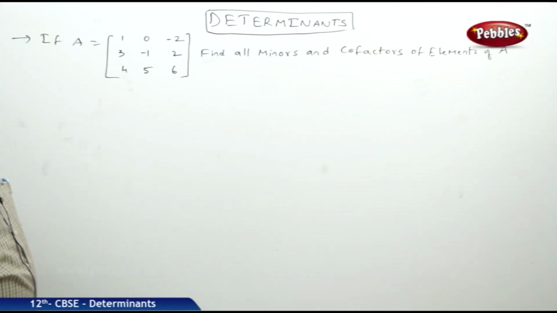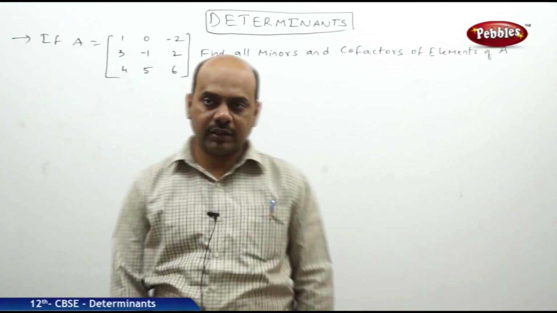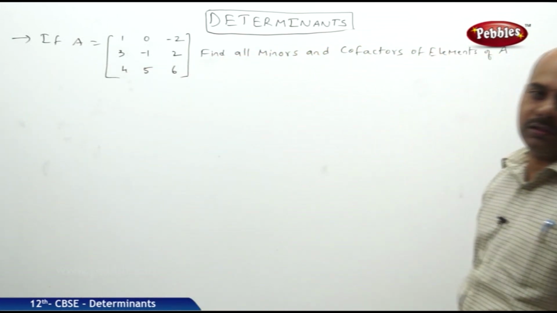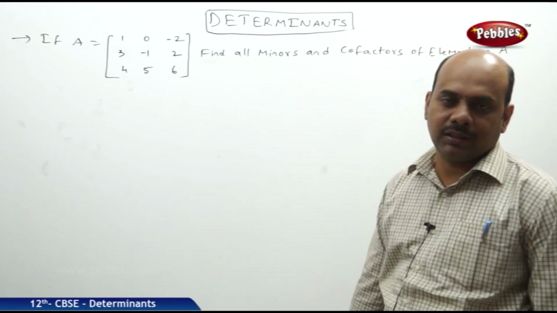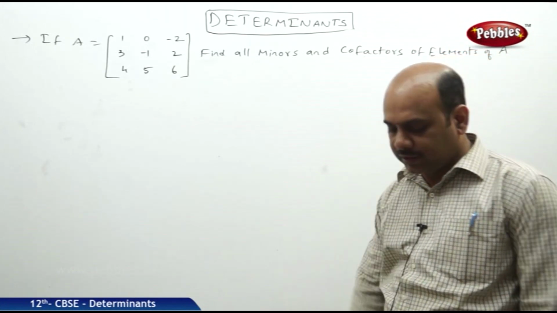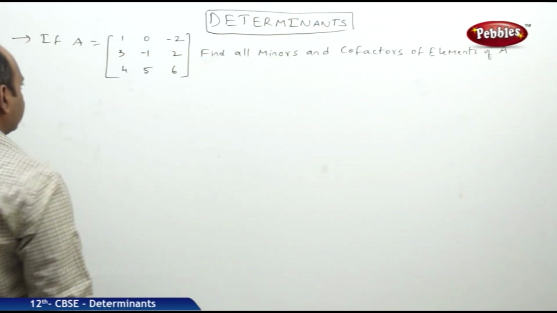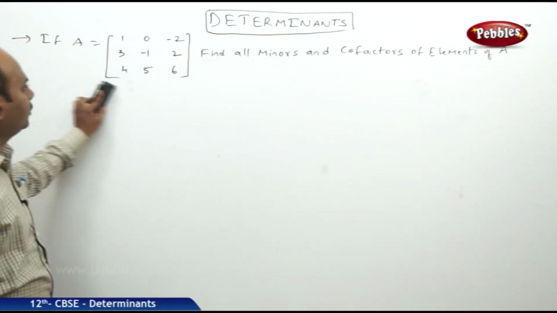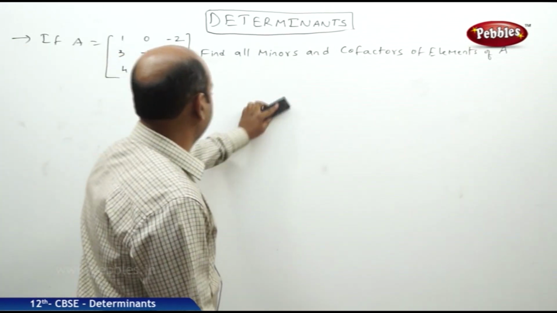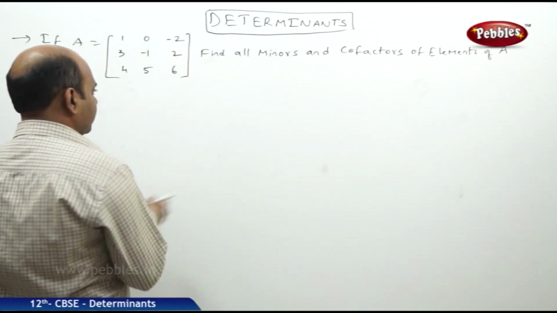Right friends, now we shall be seeing a problem based on finding the minors and cofactors of capital A. Up till now I just said orally what we mean by minor and cofactor. In a practical manner we shall be seeing it, right? So this is the given matrix for us. Capital A is equal to 1, 0, minus 2, 3, minus 1, 2, 4, 5, 6.